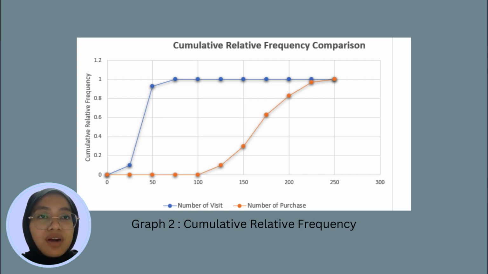This is the ogive graph that shows the cumulative relative frequency comparison between number of visits and number of purchase orders. As we can see here, for number of visits, the lowest one is in the class 25 million and it increases until the class 75 million and stays the same after that. For number of purchase orders, the lowest one is in the class 125 million and it increases until the class 250 million.